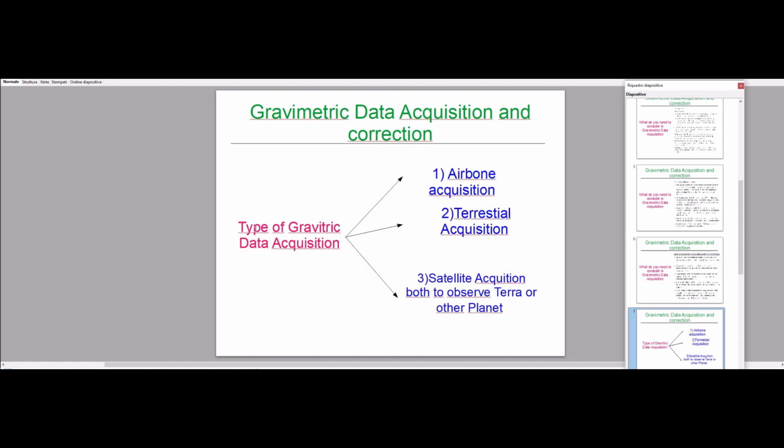So in the next appointment we are going to show you, for example, the three types of gravity acquisition. We have airborne acquisition, terrestrial acquisition and satellite acquisition, both observing Earth or other planets. See you in the next appointment.